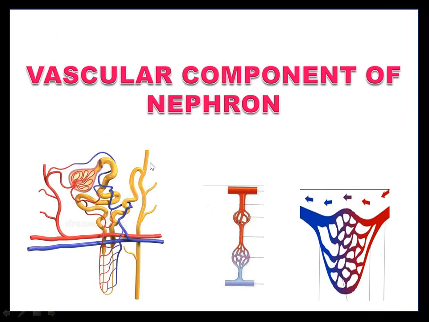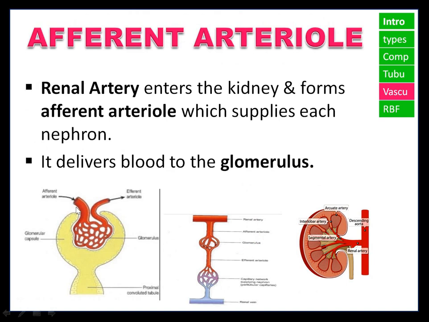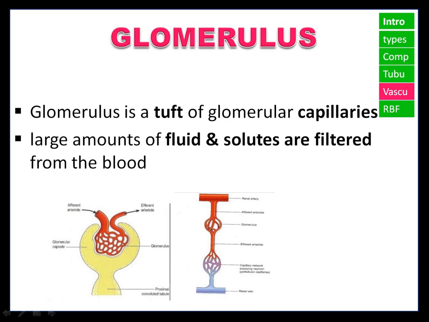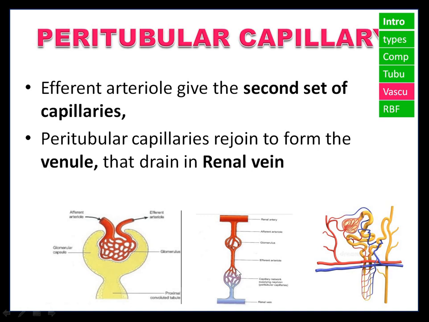Now the vascular component of nephron. The components are afferent arteriole, glomerulus, efferent arteriole and peritubular capillary. The renal artery enters into the kidney and forms the afferent arteriole, which supplies each nephron. It delivers blood to the glomerulus. Glomerulus is the tuft of glomerular capillary. Large amount of fluid and solutes are filtered from the blood. Then the glomerular capillaries rejoin to form another arteriole, that is efferent arteriole. This efferent arteriole gives the second set of capillary, that is peritubular capillary.